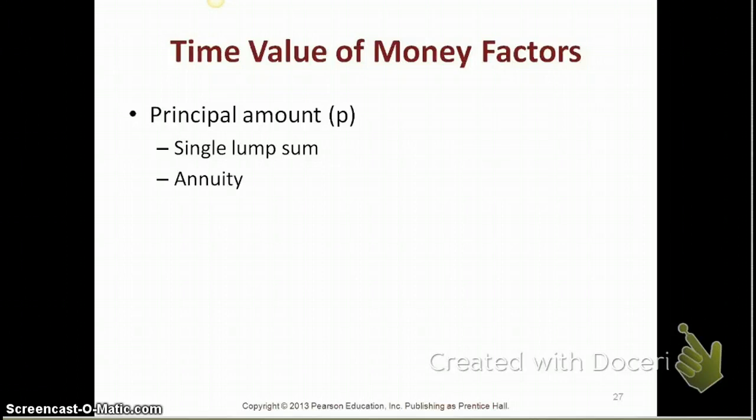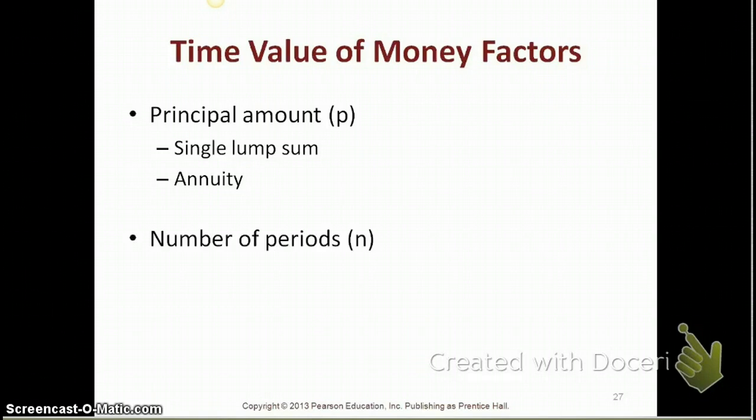An annuity is where you either save or you receive equal amounts every year. For it to be an annuity, it has to be an equal amount. If you receive a certain amount every year, but they're different amounts, those are not called an annuity. That's called a lump sum.